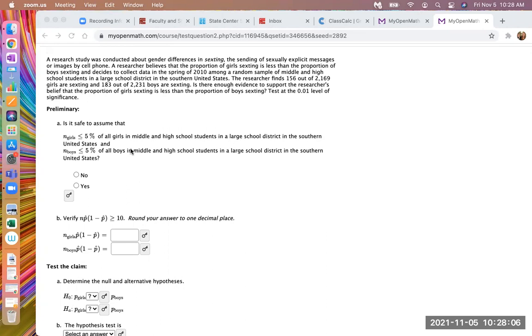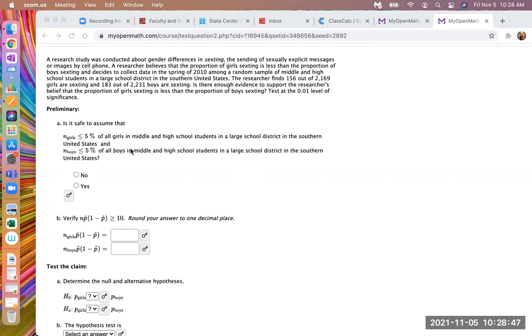A research study was conducted about gender differences in sexting, the sending of sexually explicit messages or images by cell phone. A researcher believes that the proportion of girls sexting is less than the proportion of boys sexting and decides to collect data in the spring of 2010 among a random sample of middle and high school students in a large school district in the southern United States. The researcher finds that 156 out of 2,169 girls are sexting and 183 out of 2,023 boys are sexting. Is there enough evidence to support the researcher's belief that the proportion of girls sexting is less than the proportion of boys sexting?